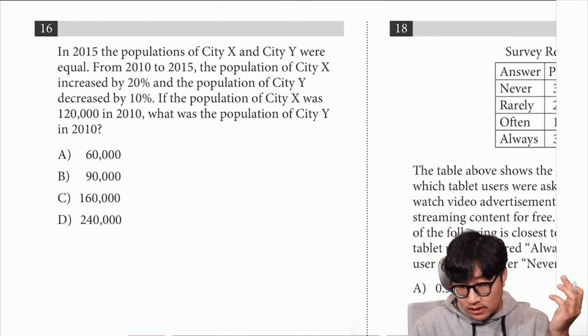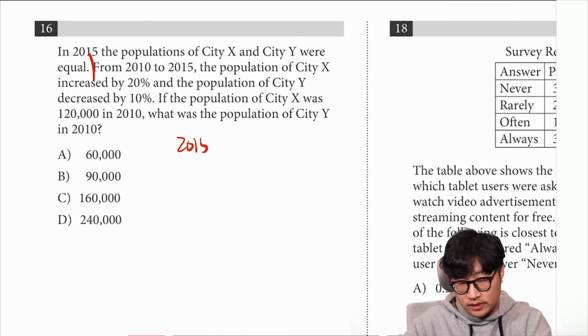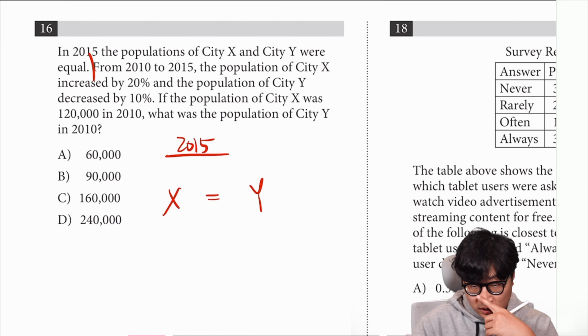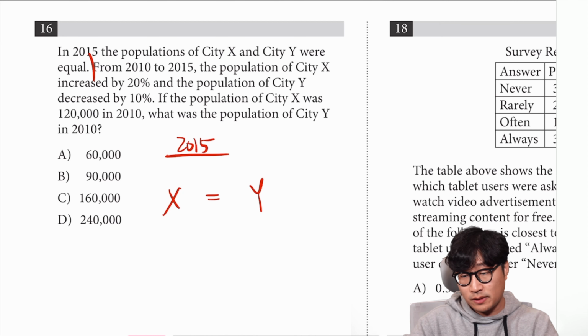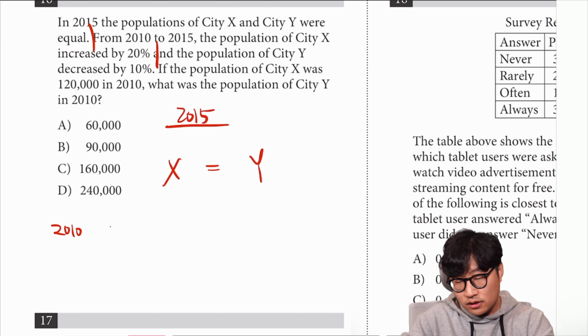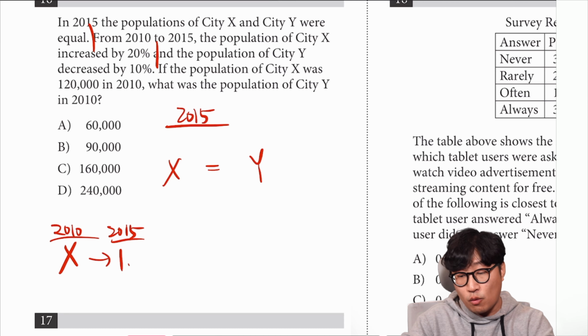Number 16, in 2015, the population of city X and Y were equal. Stop it. So I'll write 2015, X was equal to Y. Okay. And then from 2010 to 2015, the population of city X increased by 20%. Well, stop it. Wait, hold on. So from 2010 to 2015, if you think about it, if we call 2010 the X because that's what it started with, and it went up by 20%, so that's going to be 1.2x.